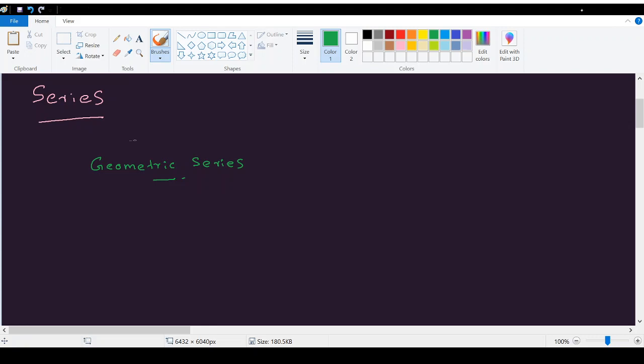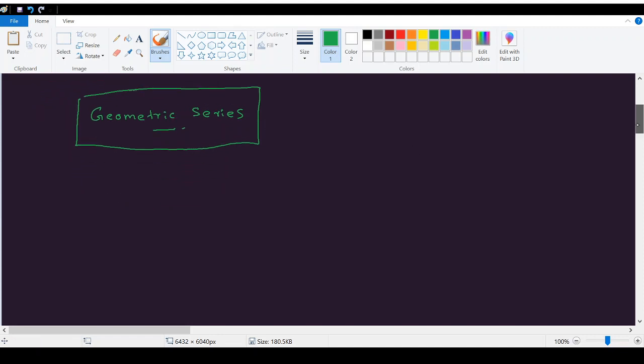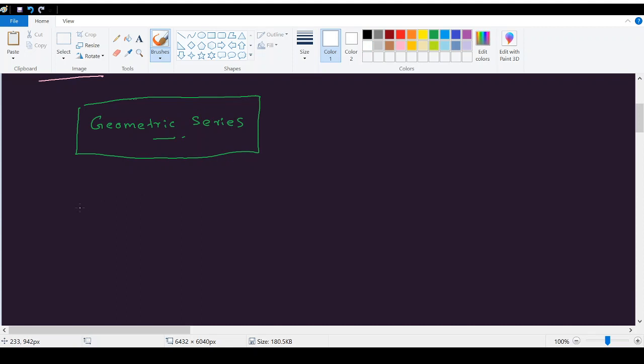Now I will introduce you to a special type of series called geometric series. To define a geometric series, we have a starting term, and then there is a thing called the common ratio, and I will represent it by r.